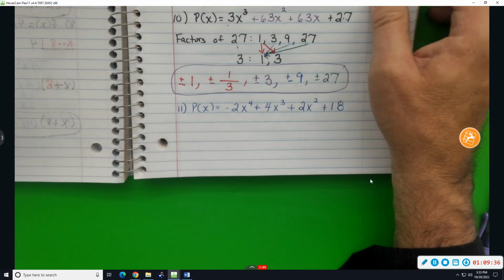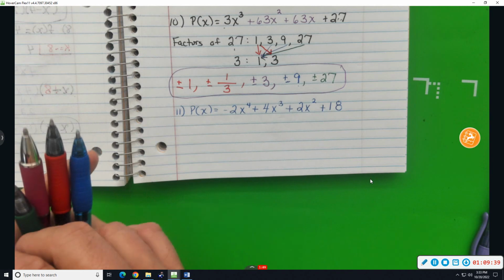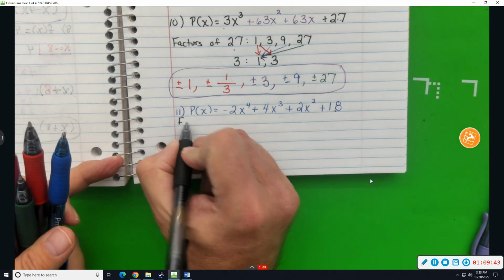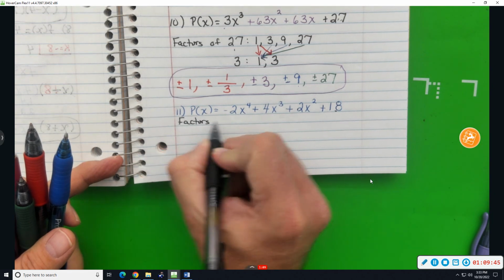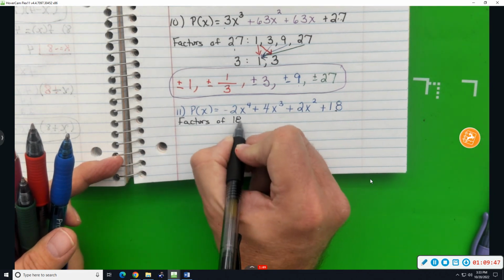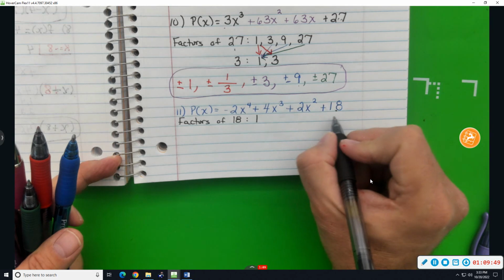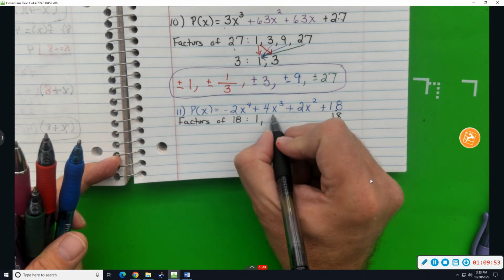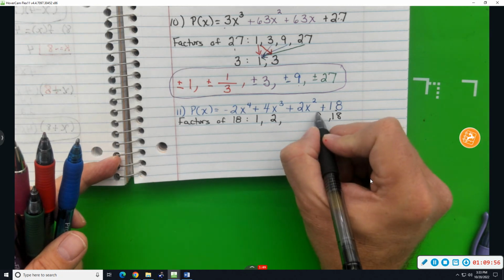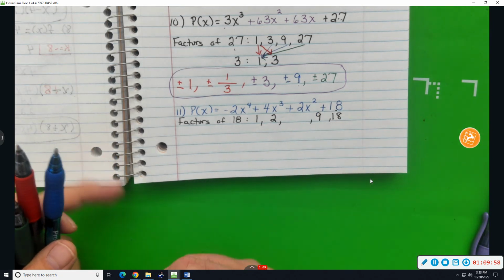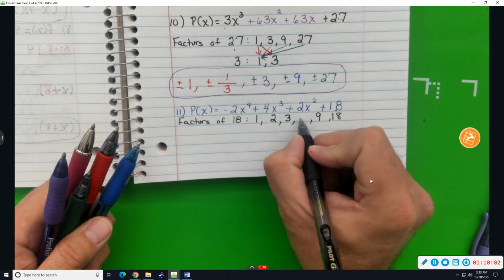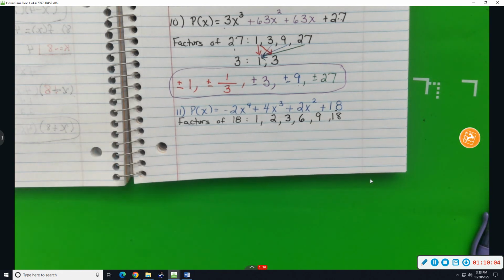I'm going to lift this up. I'll start off with the constant term first. So write out factors of 18. Let's see this. 1 times 18. What else? 2 and 9. And there's two more. What are they? 3 and 6.